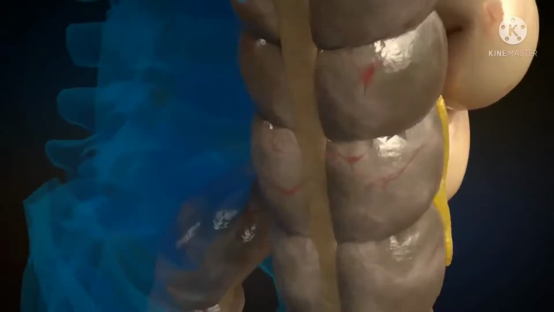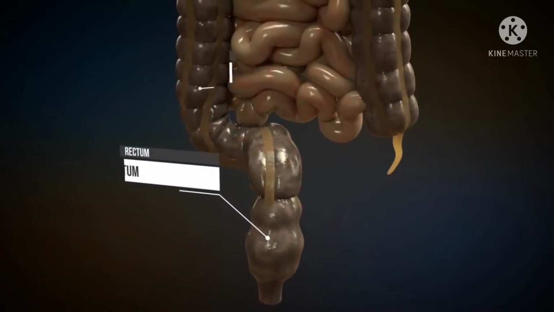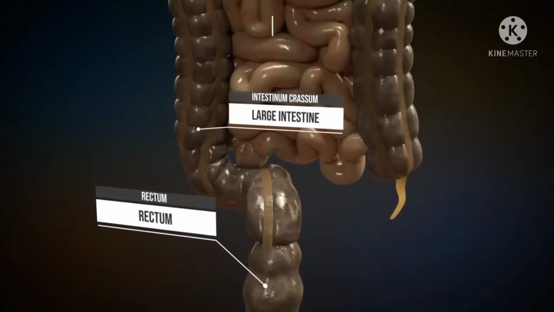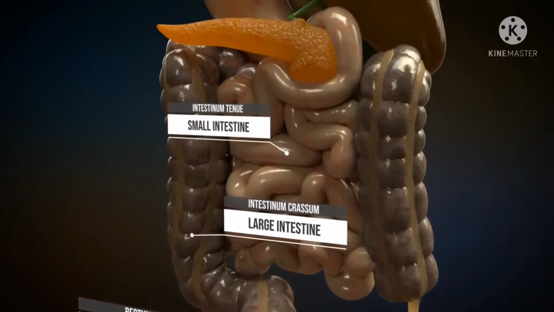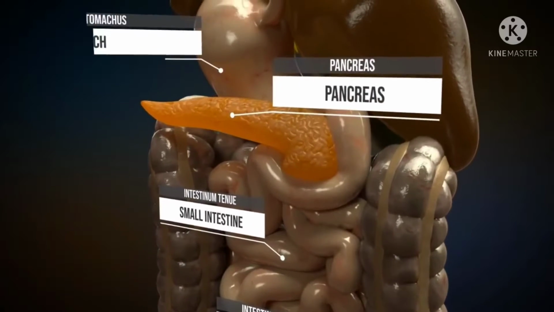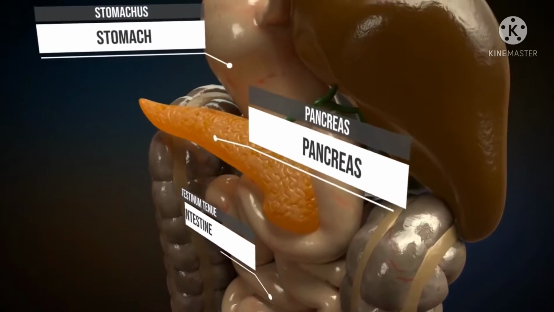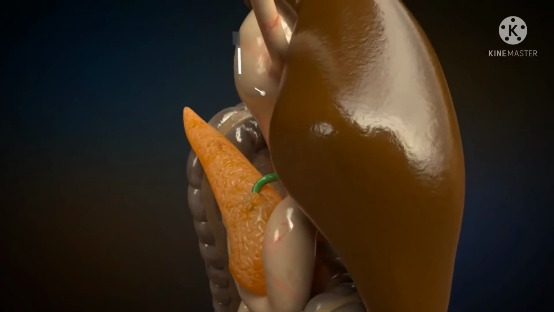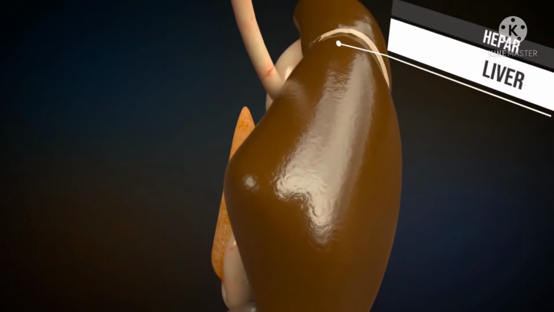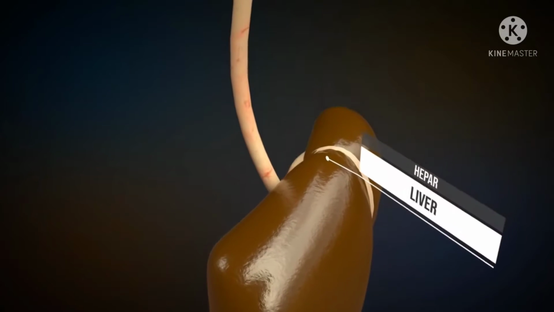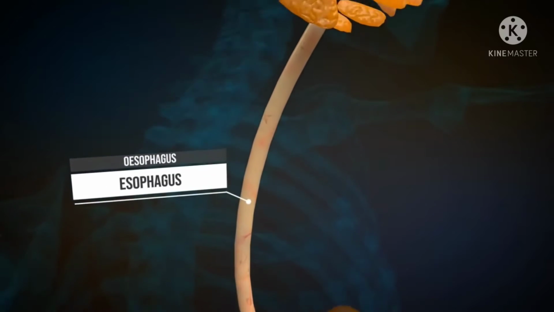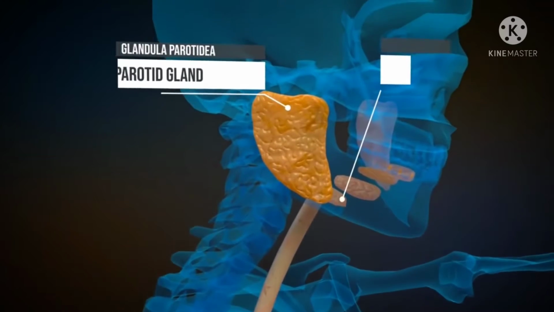The human digestive system has been evolving for millions of years. It basically consists of the rectum, the large intestine, the small intestine, the pancreas, the stomach, also called gaster and ventriculus, and the liver with the gallbladder. The esophagus is also part of this system, as well as various salivary glands near the mouth.